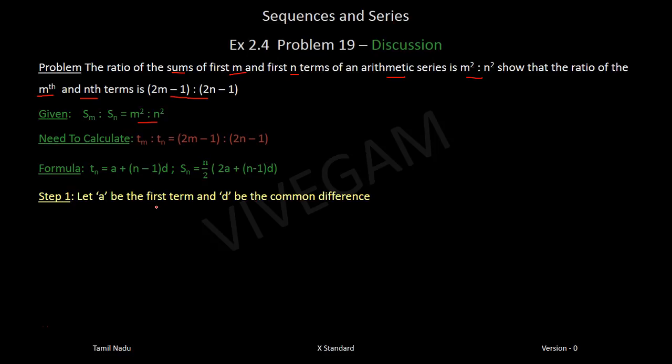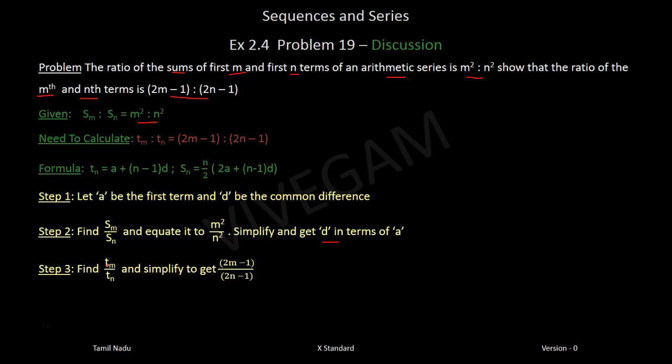Let a be the first term and d be the common difference. Find Sm and Sn, and equate it to m square by n square using this formula. So Sm will be m by 2 into 2a plus m minus 1 into d. Sn will be the same thing. So divide Sm by Sn and equate it to m square by n square. Simplify and get d in terms of a. This is a key step.